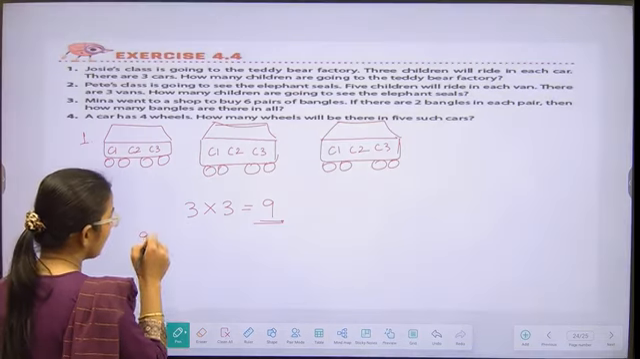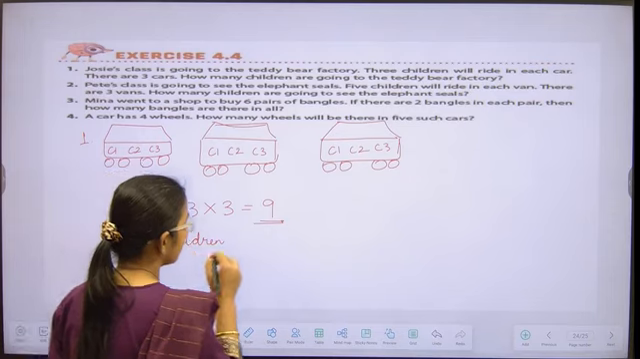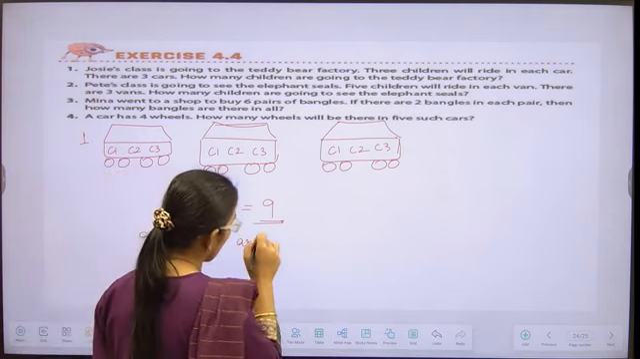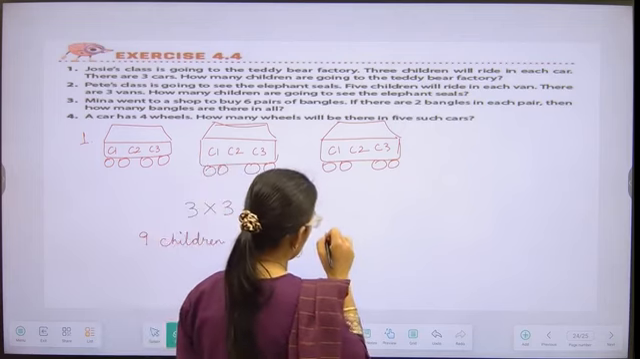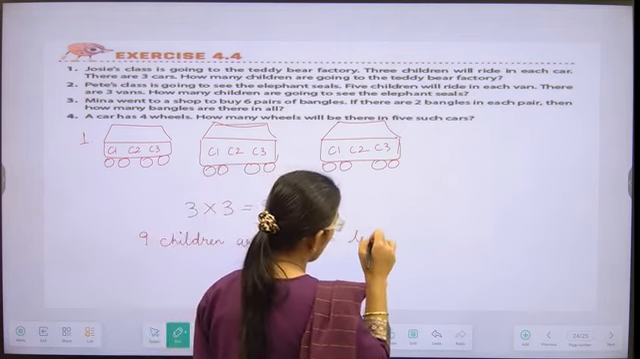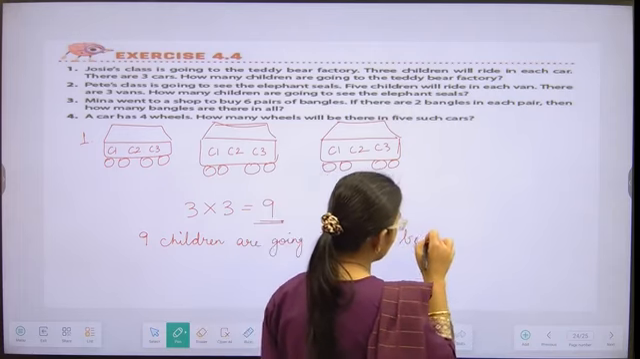So we have to write 9 children are going to teddy bear factory, students.